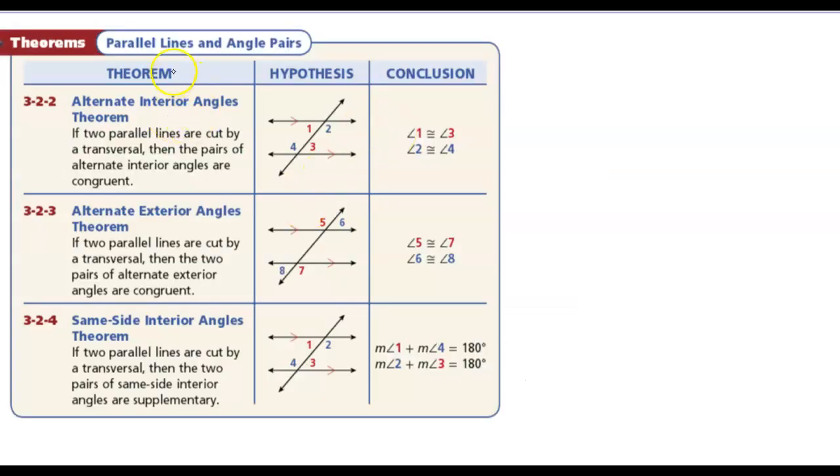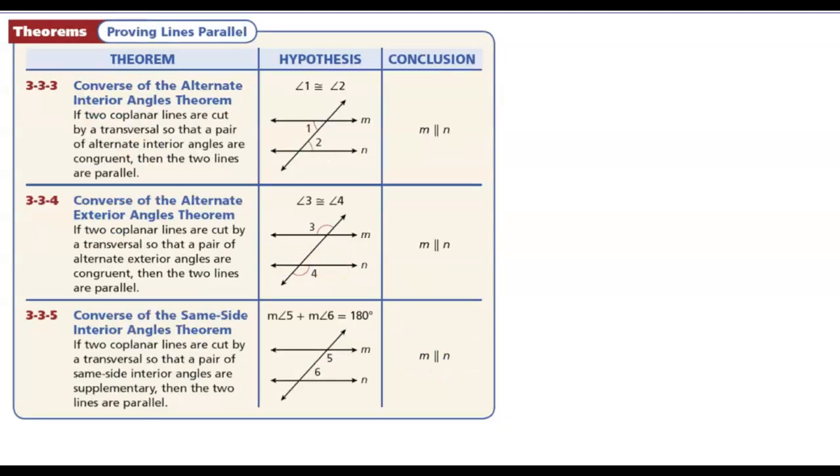So we have some other ones. We have parallel lines and angle pairs. Remember, we have alternate interior angles, we have alternate exterior angles, and we have same side interior angles. Alternate interior angles are congruent. That's what this says. Alternate exterior angles are congruent, and same side interior angles are supplementary. Remember, supplementary means they add up to 180, and that's what this conclusion statement says over here. So let's look at how to use those as well. We have a couple more.